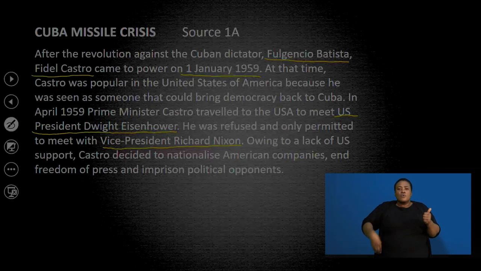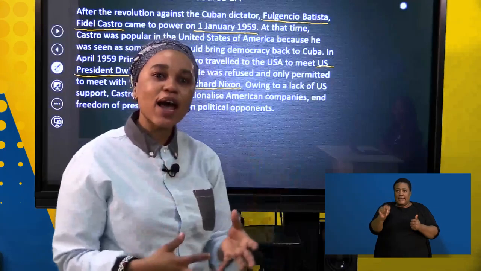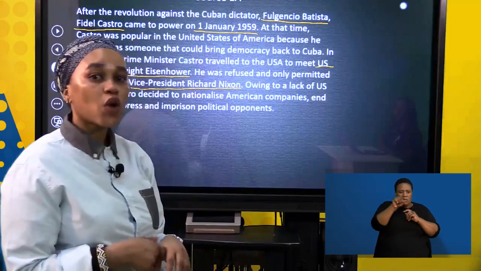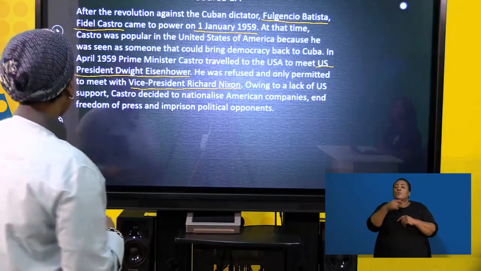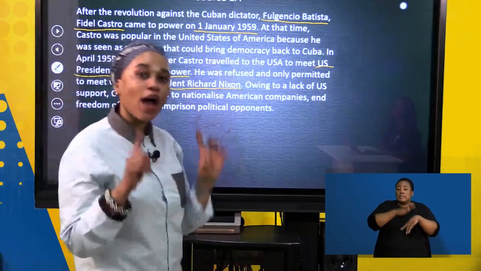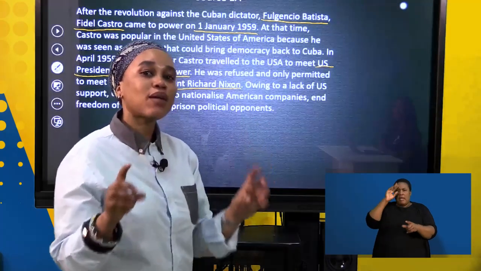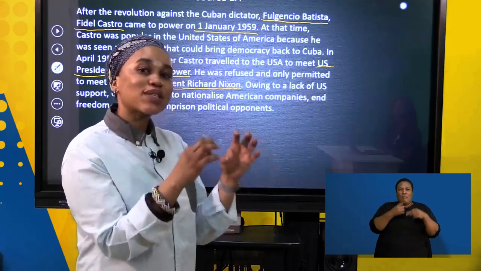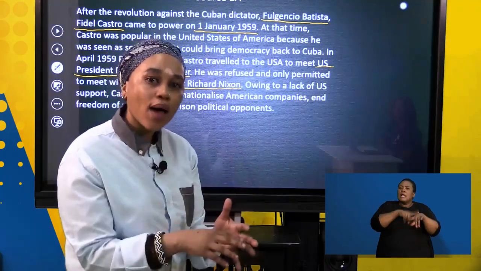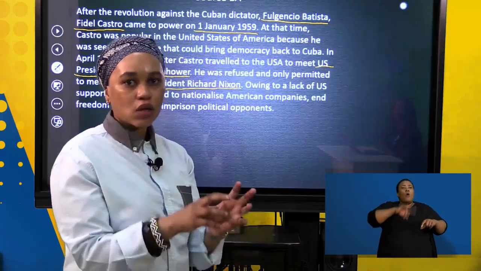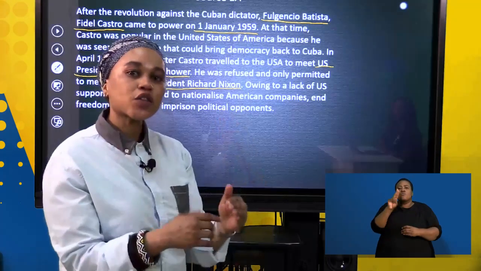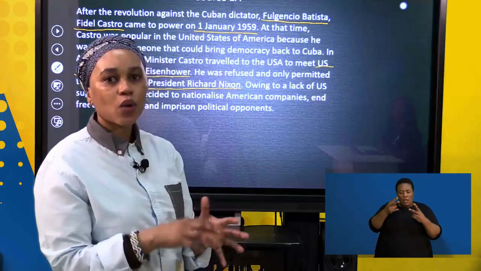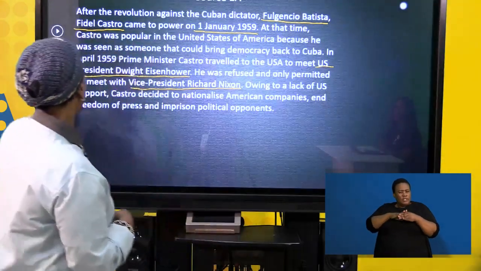All those are important things that you would have to highlight because, as I said to you, you will be expected to use them when you're answering your question. Okay, and when you're highlighting and underlining, bear in mind what the source is about. Remember when we were looking at the caption, we said it is looking at why Cuba was the focal point. So when you're reading the source, you need to be looking for all those reasons why Cuba was the focal point of the Cold War.